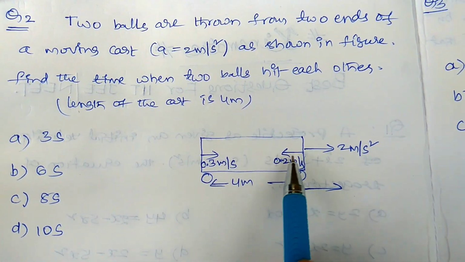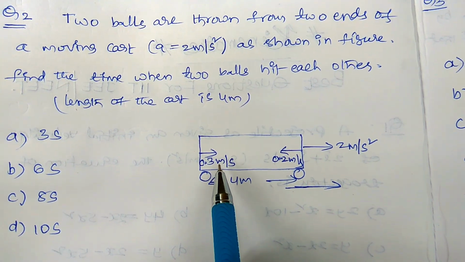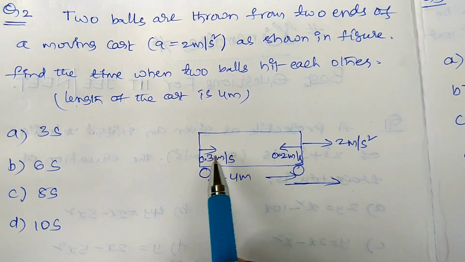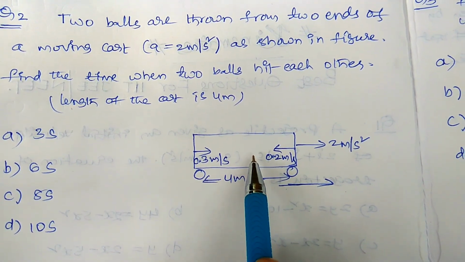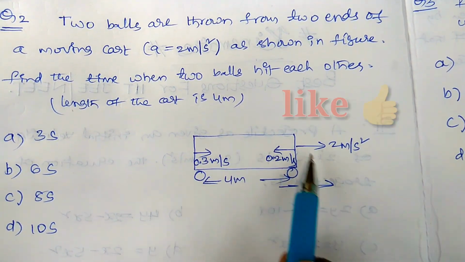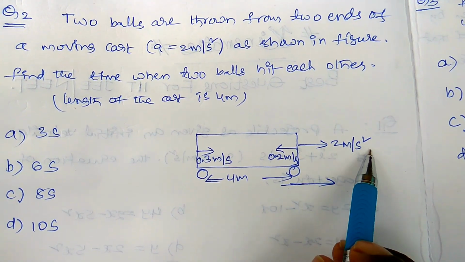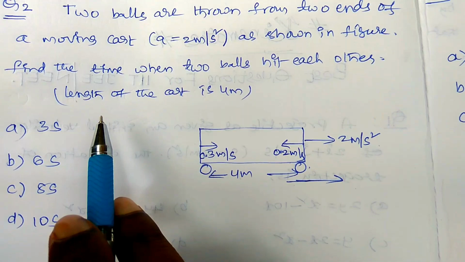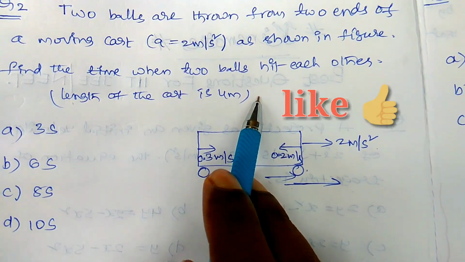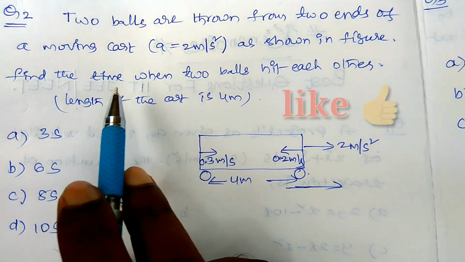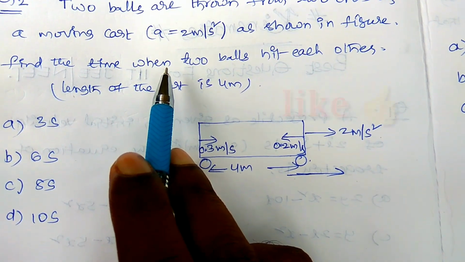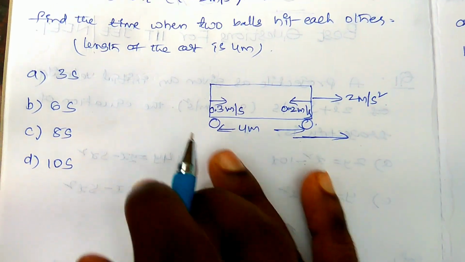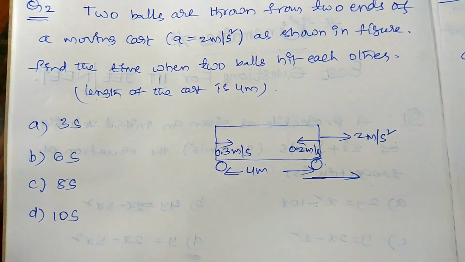So here there are two different velocities. One velocity is 0.3 meter per second and another velocity is 0.2 meter per second. Both are thrown while the cart is moving with 2 meter per second square acceleration, and the length of the cart is 4 meters. So we have to find the time taken when the two balls hit each other.